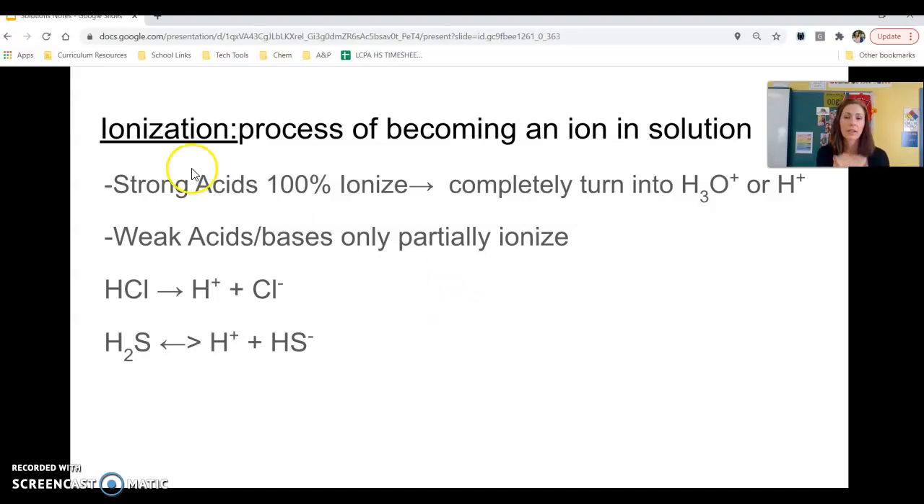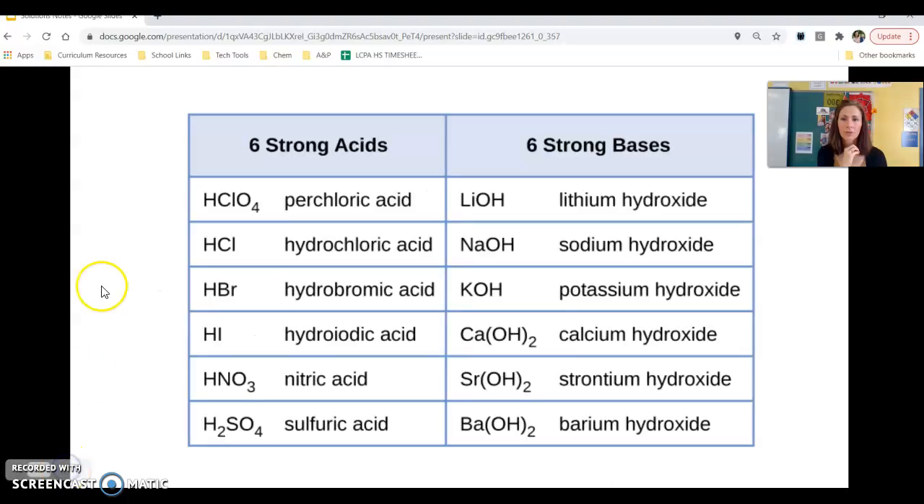So the key takeaway here is that strong acids are strong because they 100% ionize. They become 100% H+ in solution, whereas weak acids and bases only partially ionize in solution. And this applies to bases too, not just acids. So let's take a look. This is a list of 6 strong acids and bases. If you Google search this, you might find a list of 7, or they might vary very slightly, but this is the pretty generic go-to list of which bases and acids are strong.